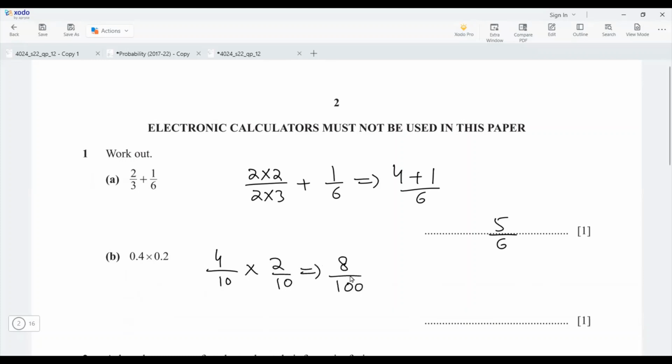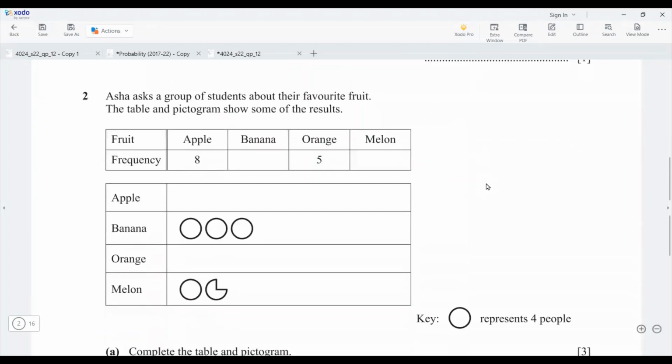So if we divide by 100, we have to shift that decimal point, which is normally at the end of any number, any integer. So we have to shift two decimals towards left. One is 8, and we have to put another 0 in front of 8, and it becomes 0.08. It is the answer for part B of question number 1. So moving ahead to question number 2.